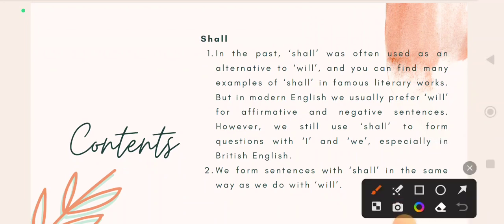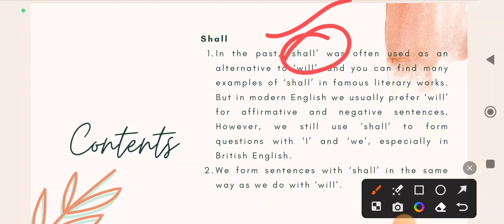Now I will be starting with shall. Shall is again used for the future, but we'll understand when we use shall. In the past, shall was often used as an alternative to will, and you can find many examples of shall in famous literary works. But in modern English, we usually prefer will for affirmative and negative sentences. Affirmative are basically positive sentences. We used to use shall most of the time, but now in modern English we prefer will and not shall.